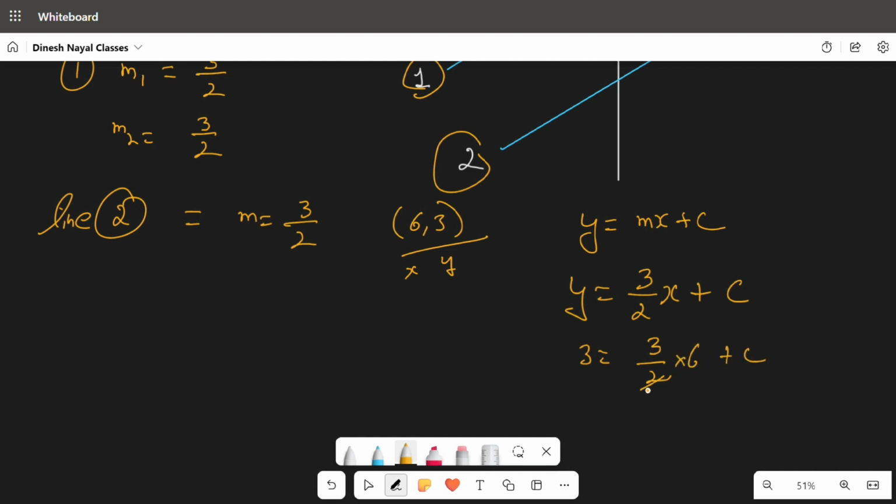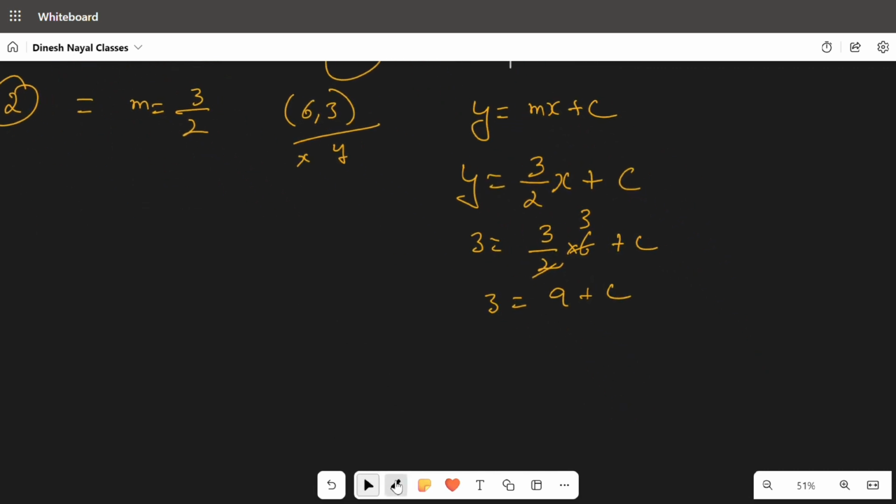So this goes 3 times. Okay, so 3 equals 9 plus c. You take 9 to that side, that will be minus 9. 3 minus 9 equals c. So what is c? Minus 6 will be equal to c. So c equals minus 6.